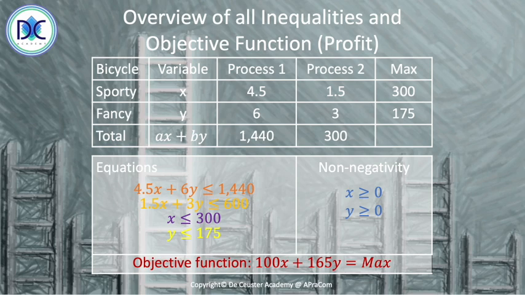And of course, we also have to have the objective function. Here we have to express the profit of the different bicycles. So we will have 165 for x, for sporty. For fancy we have 100. So we have 165x plus 100y. This we have to maximize. So that was it for this first part in our maximization problem, where we are determining the inequalities, we are looking at the limits, and we define the objective functions.